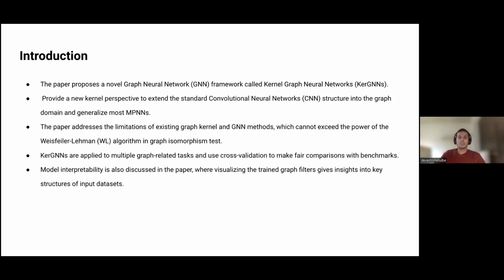Another reason this paper is important is that it addresses some limitations of the existing GNN methods. We'll get more into that, but there are two general limitations of GNN methods: their expressive power, and interpretability. Interpretability is a bigger problem in deep learning in general, but this paper proposes an idea of somewhat interpretable graph neural networks, which is also interesting.